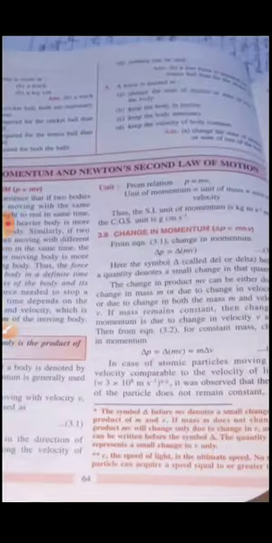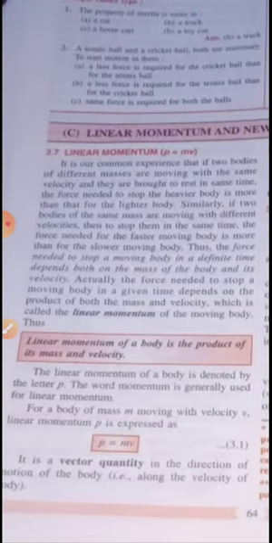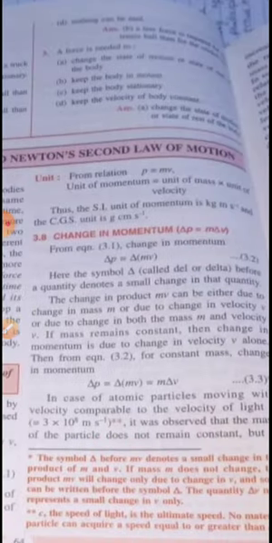Okay, now look here, that is what is given. So the linear momentum of a body is the product of its mass and velocity. It's a vector quantity. It can also be represented as P is equal to m into v. P is equal to m into v. So my next question is change in momentum.